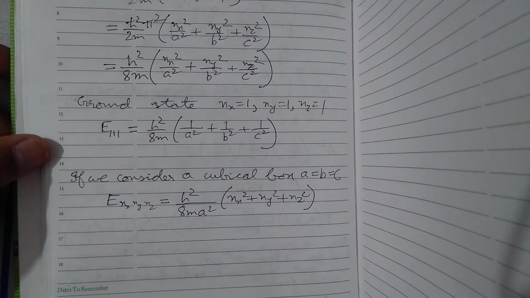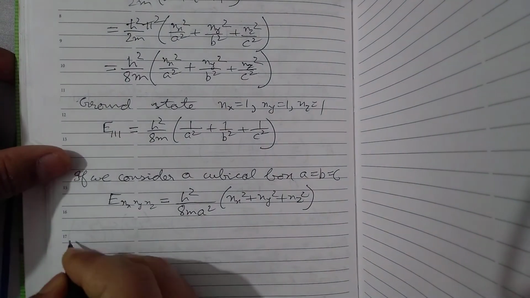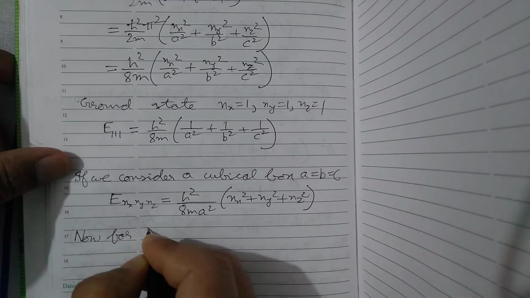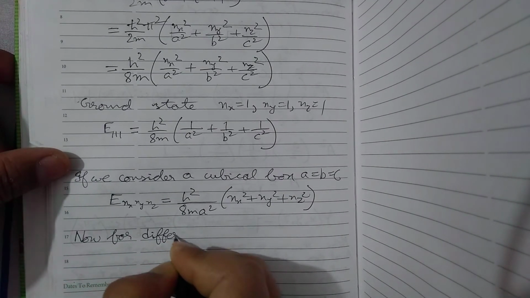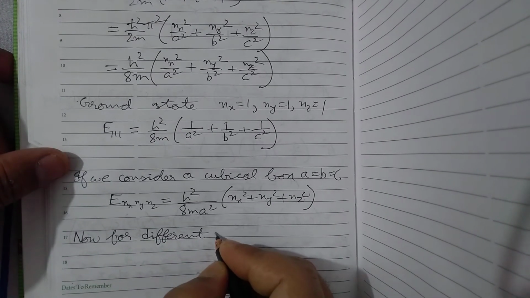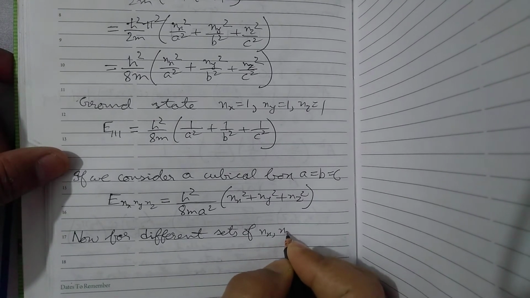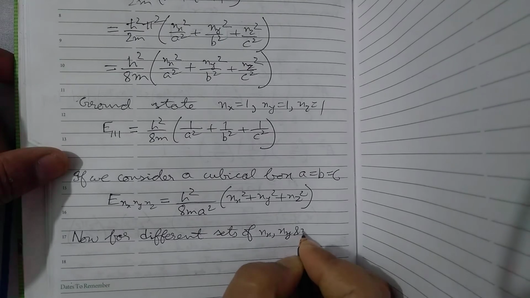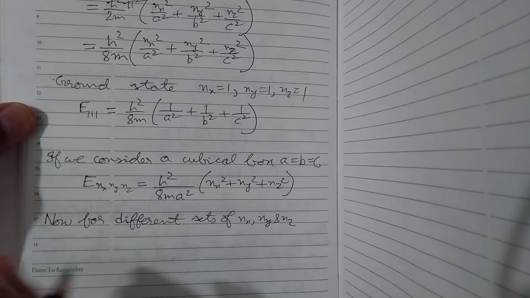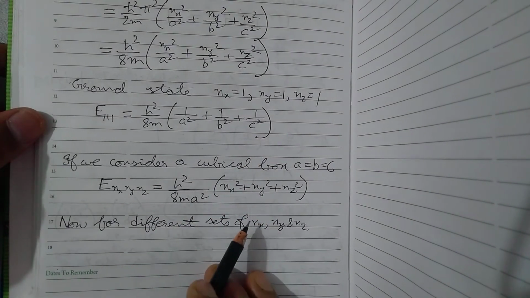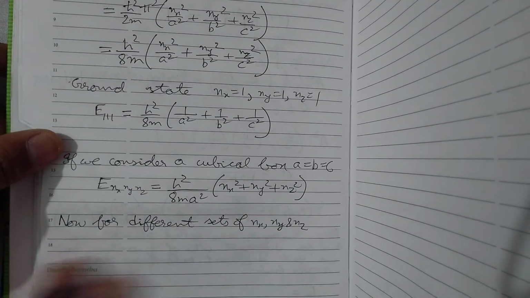Okay, now it is very interesting. For different sets of nx, ny and nz, n can have different values. Here only for the ground state you had 1 1 1. For the excited state it can have different values.